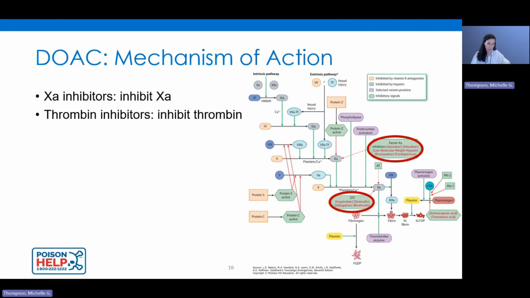When we talk about the mechanism of action of DOACs, these are 10A inhibitors, which you can see right here. Inhibition of 10A means we don't have activation of factor 2, prothrombin to thrombin, and the formation of a fibrin clot. Or if we're talking about thrombin inhibitors, we have inhibition of thrombin right here. And again, we don't take fibrinogen to fibrin and make an active clot.